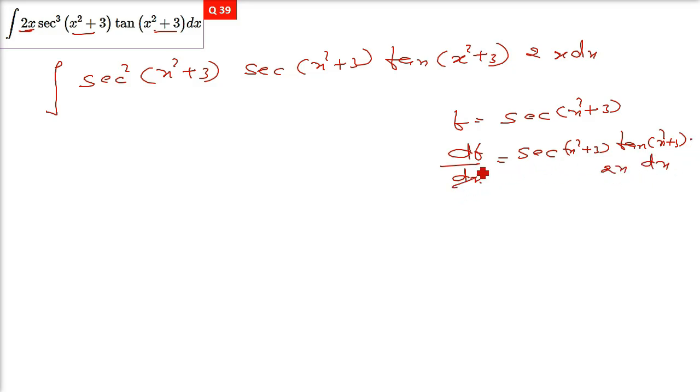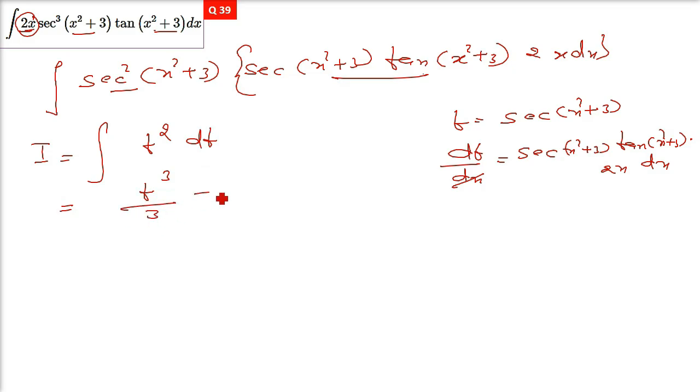So all of these content will be dt. So this is 2x, sec square you already have. We will not deal with that right now. But all of this is going to be dt. And since we have taken sec(x square plus 3) as t, so directly t square will come because sec square(x square plus 3) is already there with us. So t square dt, it will be t raised 2 plus 1 divided by 2 plus 1, t cube by 3 plus constant of integration. This t is sec(x square plus 3) and you have to cube it. So it will be sec cube(x square plus 3), 1 by 3 will come here plus constant of integration. That will be a final result.